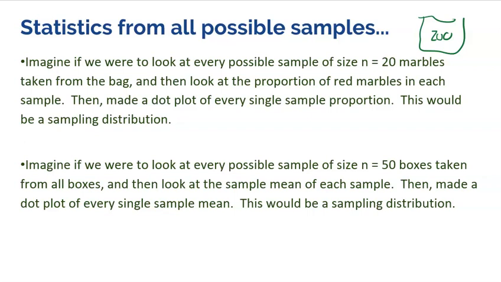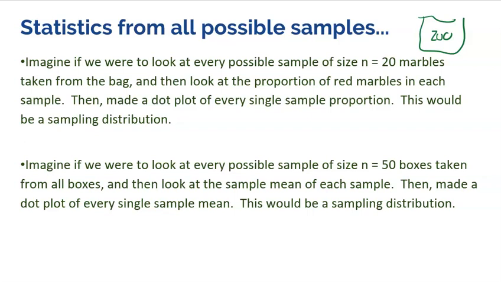It's huge, right? But the idea is that if I were to find the proportion of red marbles from every one of those samples, and I were to make a dot plot of all those p hats, that is a sampling distribution. It's a picture of all possible sample proportions.